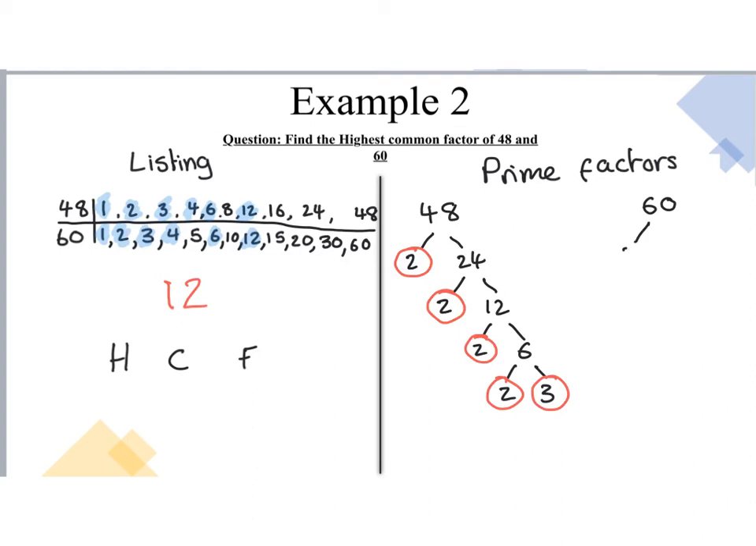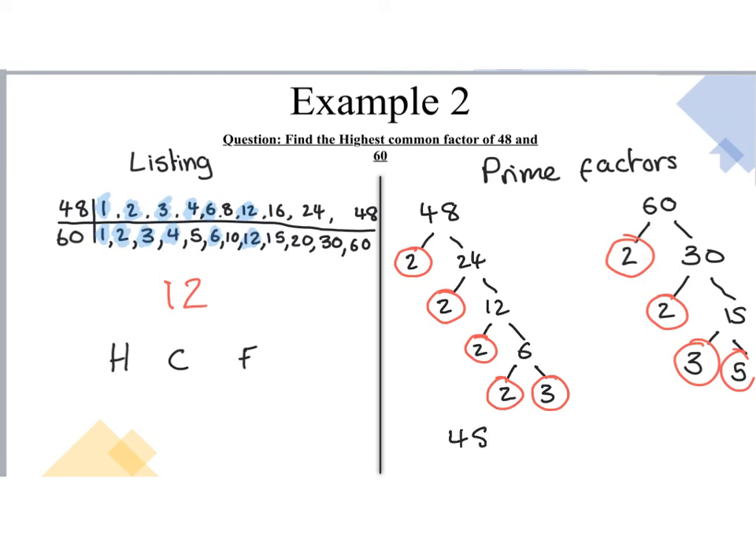60. 2 times 30, 2 is prime, 2 times 15, 2 is prime, and 3 times 5, and both of those are prime. So there's two ways to approach the next part of this question, with this method.